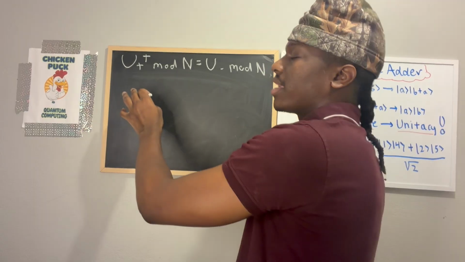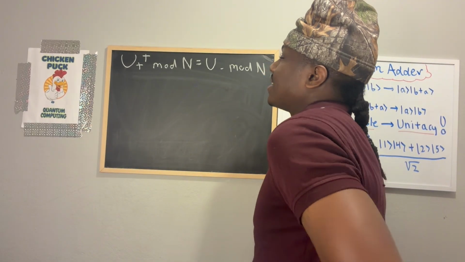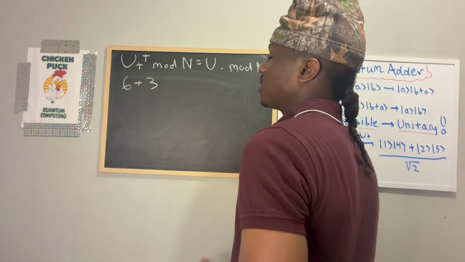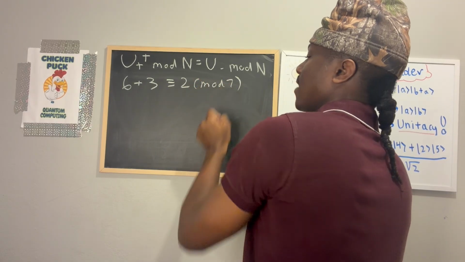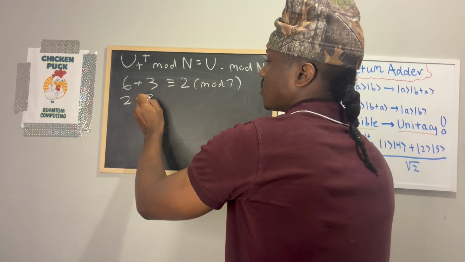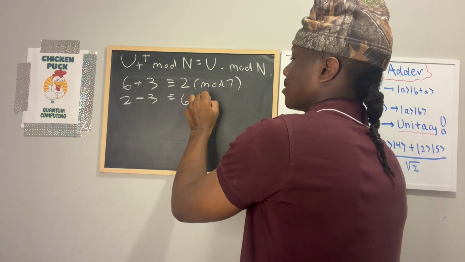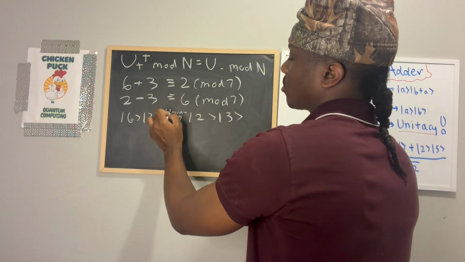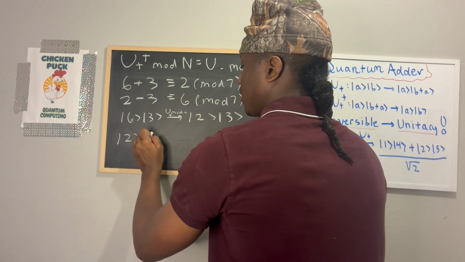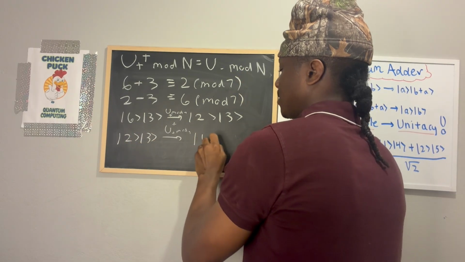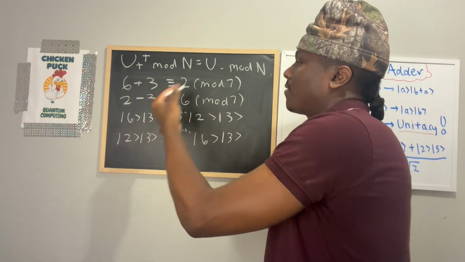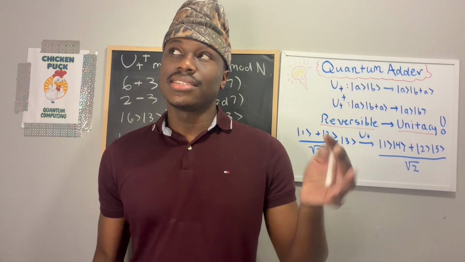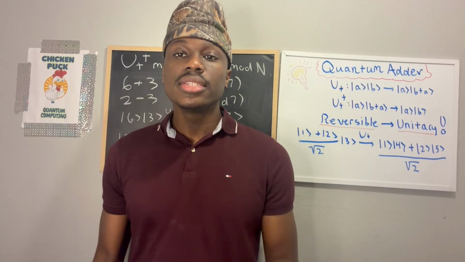So now we're going to show that the inverse of addition modulo n is subtraction modulo n. For our earlier example, we have 6 plus 3, which is 9. So we get 2 mod 7. And therefore 2 minus 3 equals 6 mod 7. So with U plus mod 7, we go from 6, 3 to 2, 3. And then taking the dagger of this U, we get 6, 3. So nothing was fundamentally destroyed. We can run the computation backwards if we wanted to. And that's exactly what we require from a unitary quantum circuit.